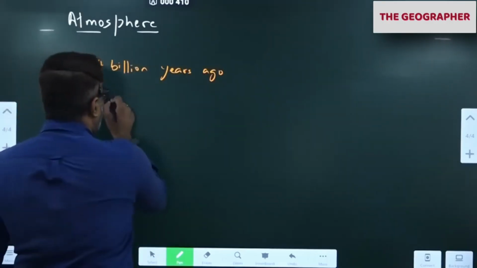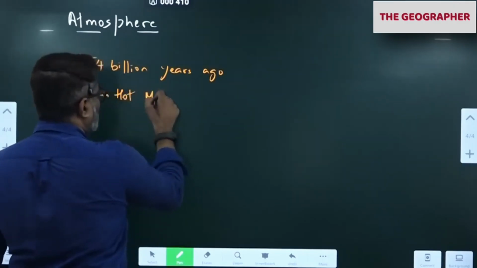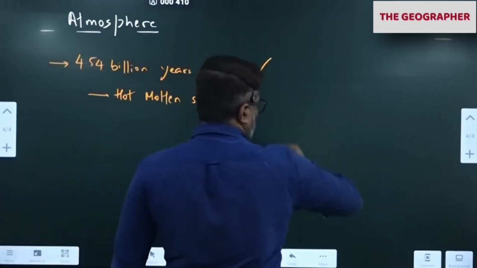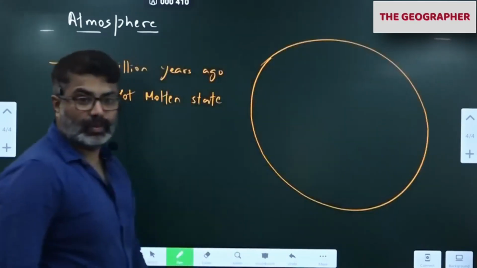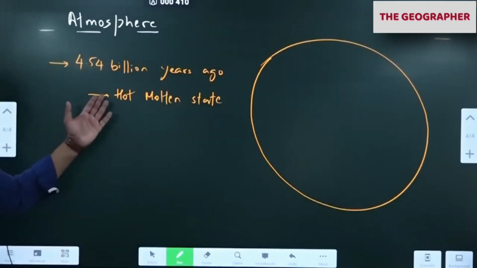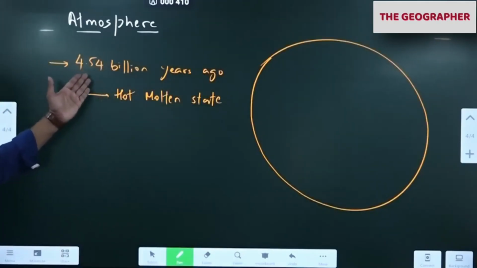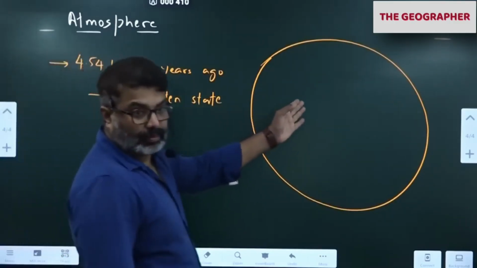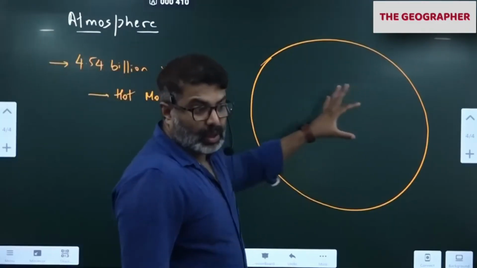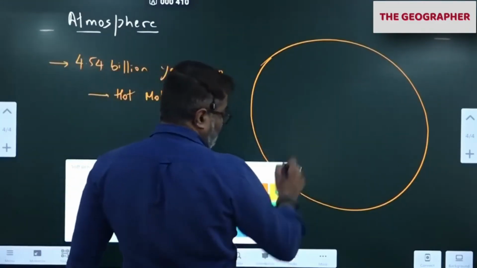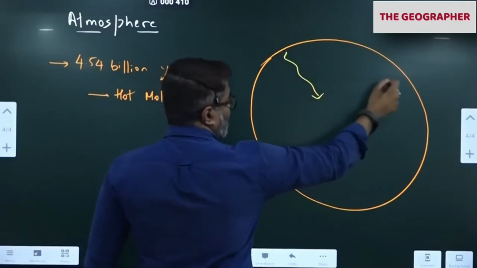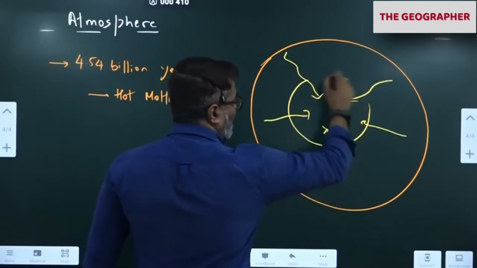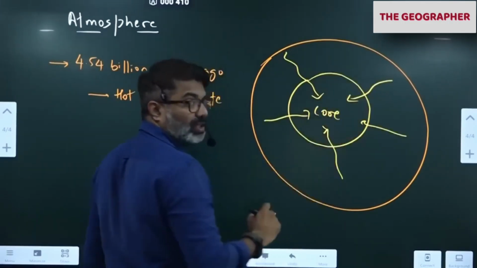When it was formed, it was in a hot molten state. The entire planet's temperature was very high. All the minerals were in molten form. What happened slowly? All the denser minerals like iron and nickel collected at the center, forming the core.